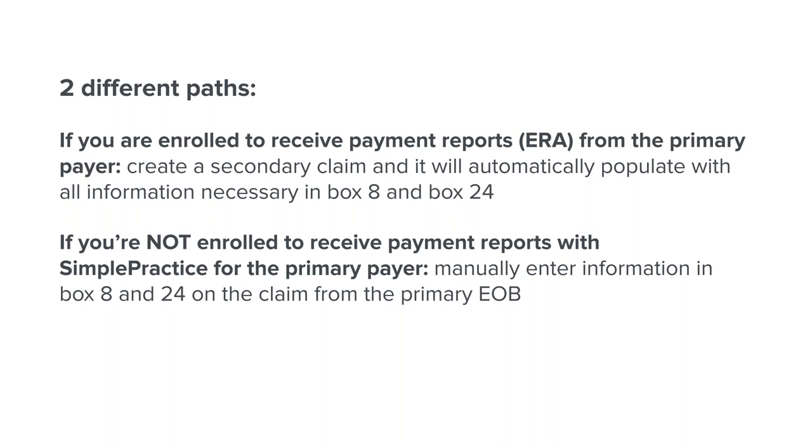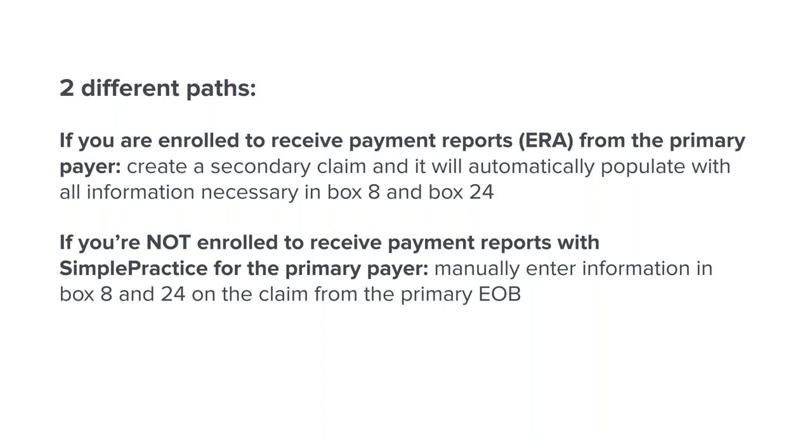There are two different paths within Simple Practice when you're dealing with secondary claims. The first is if you are enrolled to receive payment reports. So if both payers that you're working with are set up in Simple Practice to send you remittance advices, there would be an application process when you initially sign up with Simple Practice to set yourself up to receive your EOBs, otherwise known as payment reports, otherwise known as ERAs, the explanation of benefits. If those are set up in your system, then when you create a secondary claim, it will automatically populate with all of the information that you need.